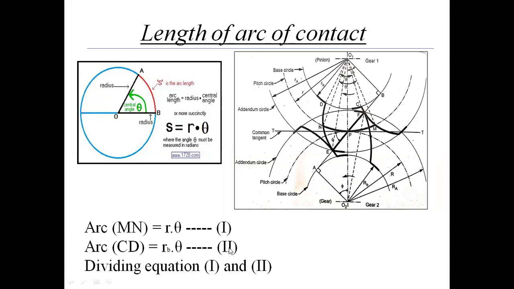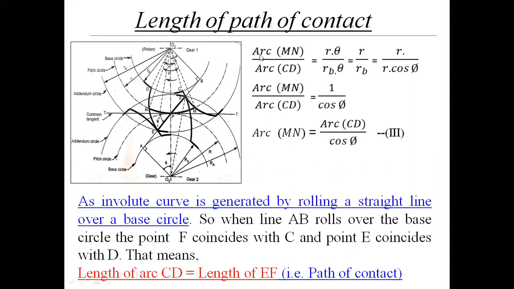Dividing equation 1 by equation 2, we get arc MN divided by arc CD equal to R theta divided by RB into theta. Theta is the same here, so theta and theta get cancelled, leaving R divided by RB. But what is the value of RB, the base circle radius of the pinion?